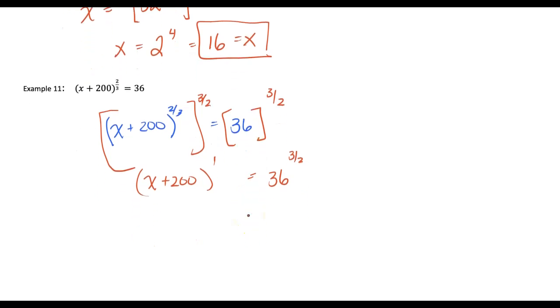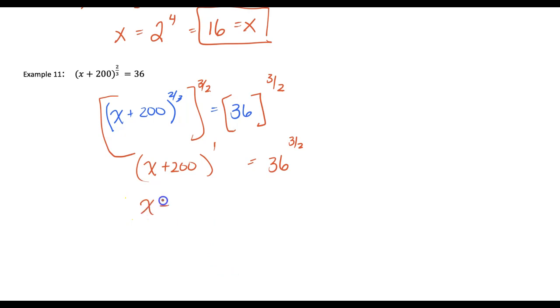Okay, so let's take a look. On the left, we have x plus 200. On the right-hand side, let's start to simplify. Notice that this is one of those cases where we applied the 1/2 power. It wasn't initially part of the equation. We put it there. So we're going to have to use the plus or minus of 36 to the 1/2 power. And then after we get that answer, we're going to cube both sides.